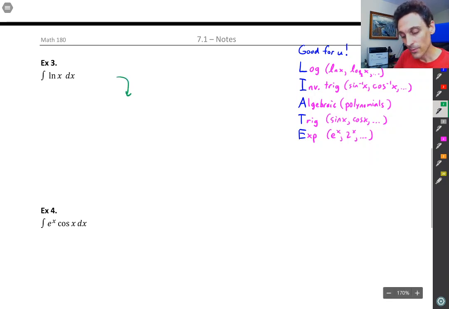So off to the right here, we're going to write the choice for u, which is going to be logarithms, logs. Logs are good for you. And then in the right column, there's not really anything left over except for just a 1. You could always say there's a times 1 in front of the dx. So we can write a 1 there for the dv part of it. So the derivative of ln x will be 1 over x. The integral of 1 will be x.